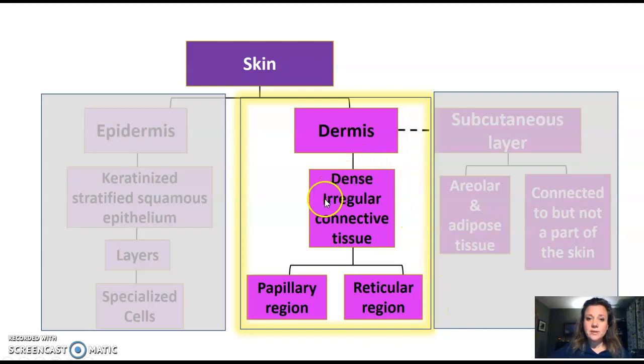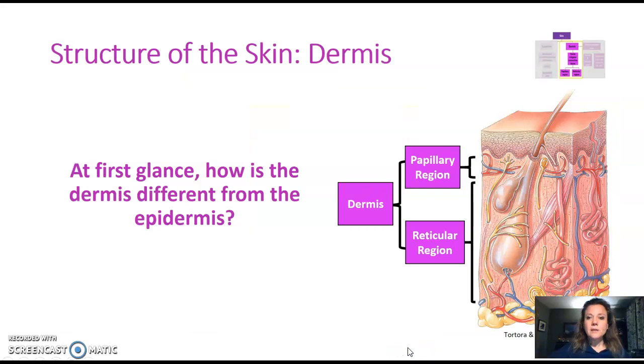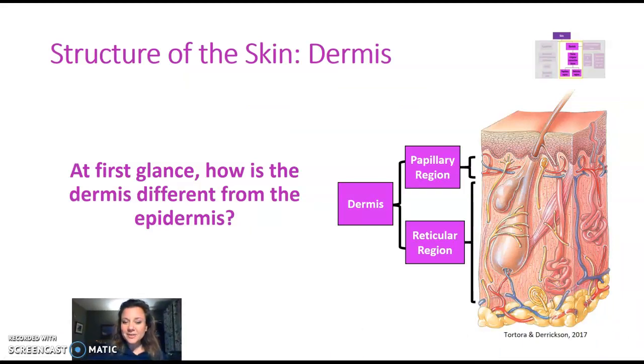The dermis is made of dense, irregular connective tissue, and there are two different regions that we're going to talk about, the papillary region and the deeper reticular region. So as you look at this drawing, let me move myself over here. As you look at this drawing, what strikes you as being different between the dermis and the epidermis?